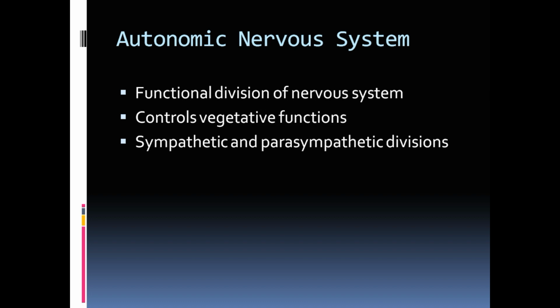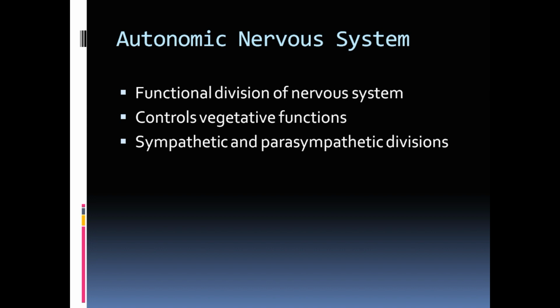As we have already covered a little bit in the class, the autonomic nervous system is a functional division of the nervous system. That means, as there are many divisions like the motor system and the sensory system, the autonomic nervous system is also a part of the functional division of the nervous system. It controls the vegetative functions with the help of its innervation to the smooth muscle, cardiac muscle, as well as the secretory epithelium in the glands.